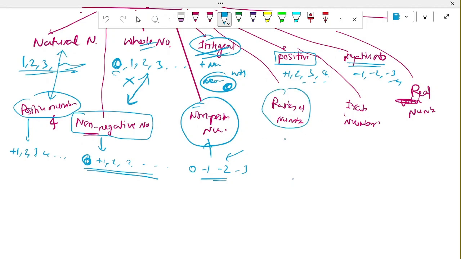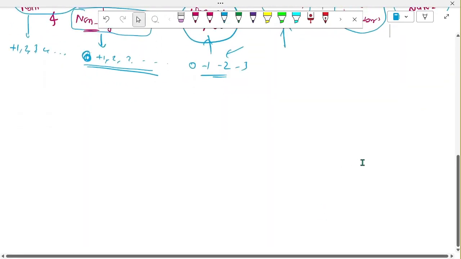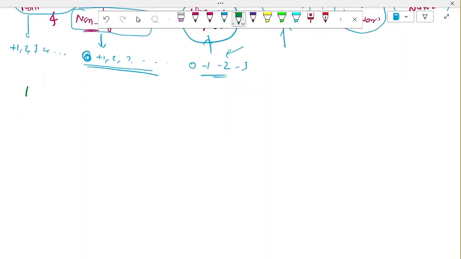Now what are rational numbers? These concepts are very important. Rational, irrational. When you combine these rational and irrational, you will have real numbers. Okay. Now we'll try to elaborate rational numbers here. Rational numbers.